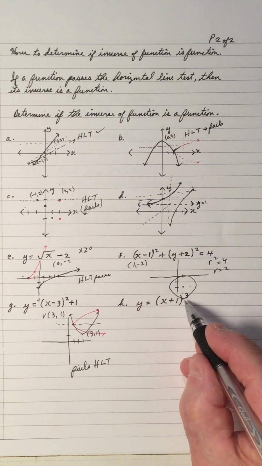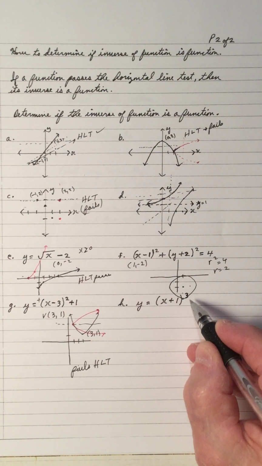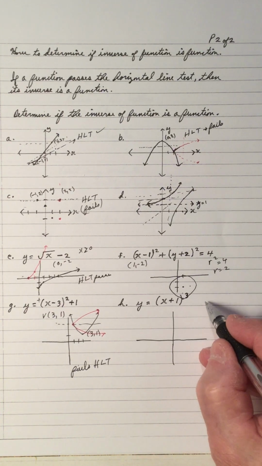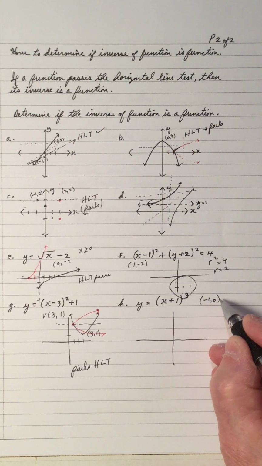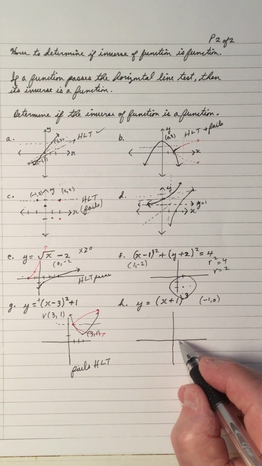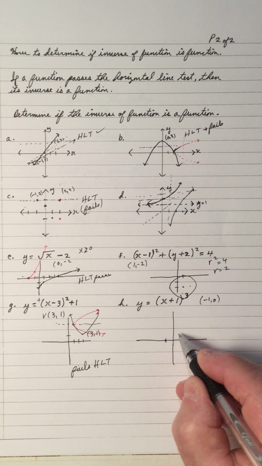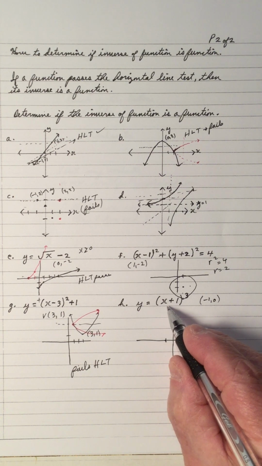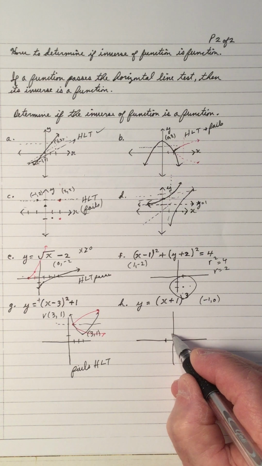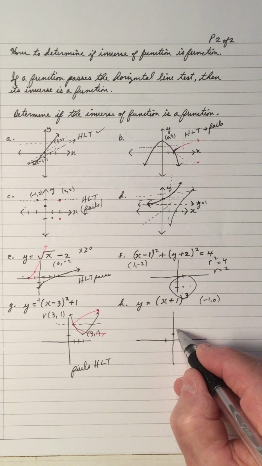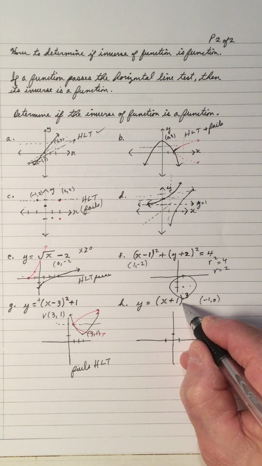Okay, and we have a cubic. That's a 3 there. So a cubic graph is a sideways S. When x is negative 1, y is 0. When x is 0, y is 1. When x is 1, y is 8. So we want to mark, just pretend 8 is way up there.